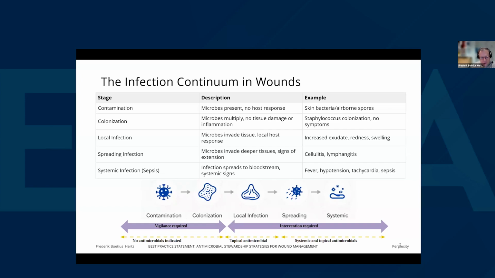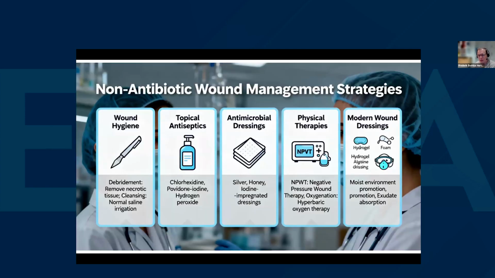And to avoid going from the contamination or colonization state to infection, we do need to embrace, or at least try to implement, the non-antibiotic management strategies where we use very good wound hygiene. That means hygiene from the personnel treating the wounds. You also need to remove necrotic tissue. You need good cleaning of the wounds. You need the changing of the bandages at regular intervals. Of course, you can flush the wounds with saline, but you can also use topical antiseptics.